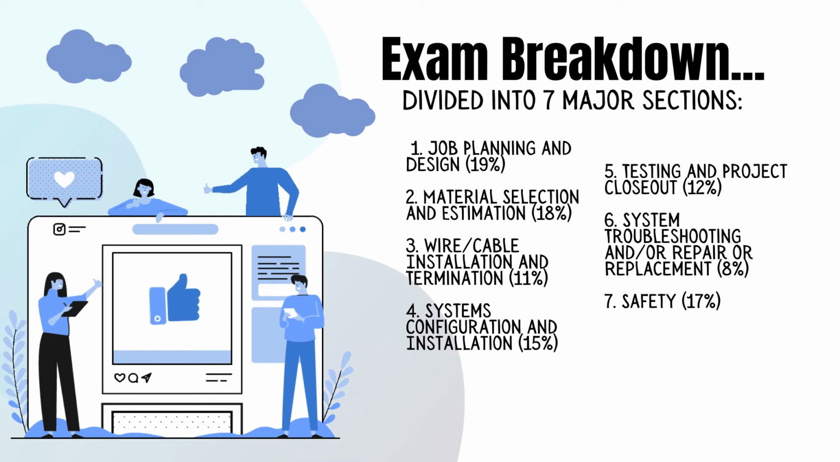The exam is broken down into 7 major sections. Let's take a look at those sections. Job planning and design is about 19% of the exam. Material selection and estimation is about 18%. Wire cable installation and termination is 11%.